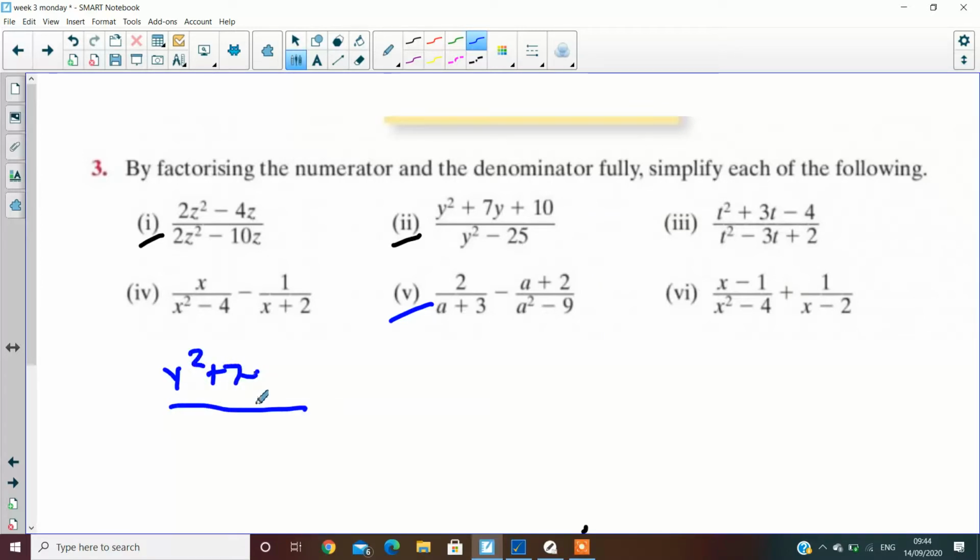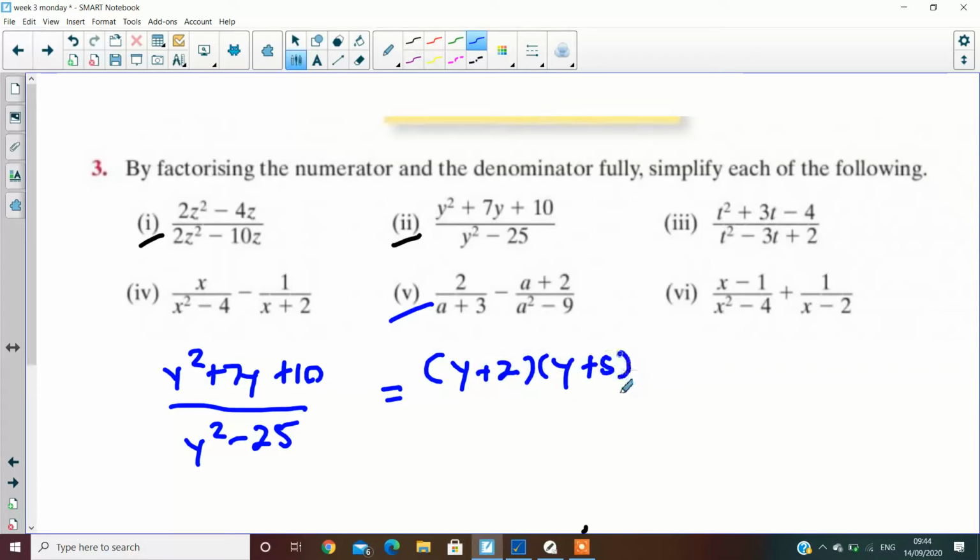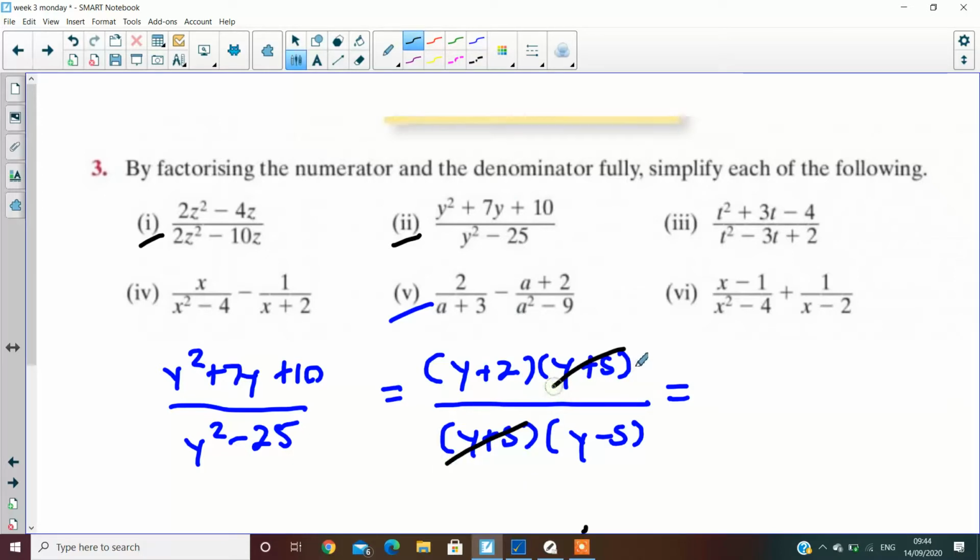So y squared plus 7y plus 10, over y squared minus 25. Two numbers that multiply to give you 10 but add to give you 7 would be 2 and 5. On the bottom you should have y plus 5 and y minus 5. The y plus 5s cancel each other, and you're going to be left with y plus 2 over y minus 5.